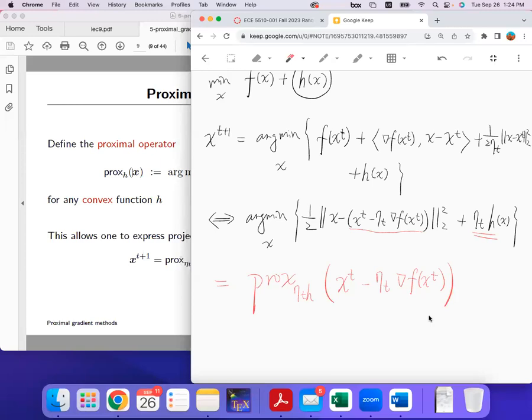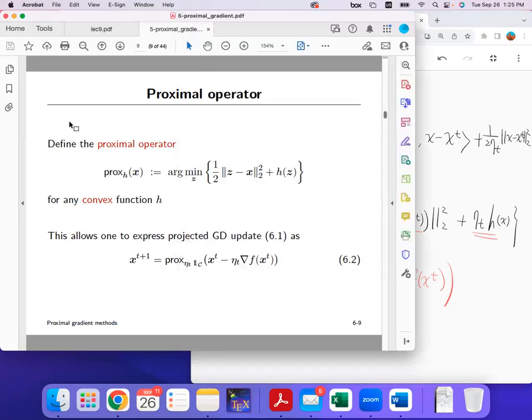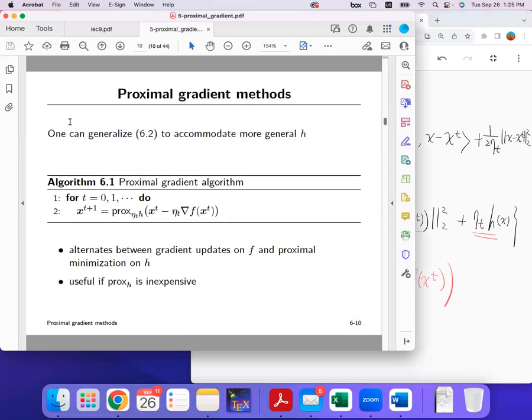So this is the proximal gradient descent, because it is a proximal step composed with a gradient descent step. Right, so this is the proximal gradient descent algorithm.